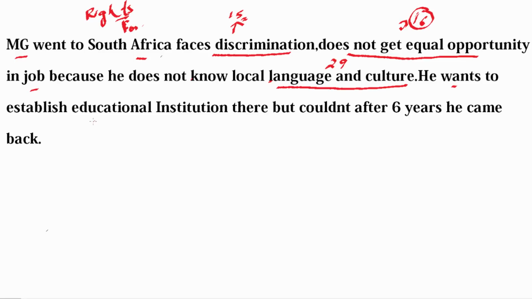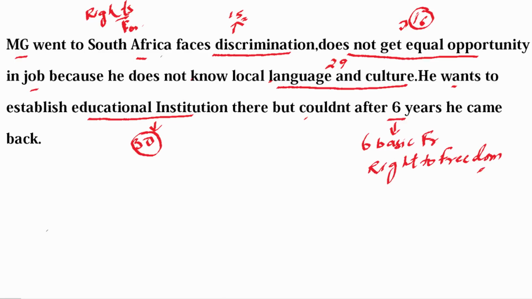He wants to establish educational institution. Rights of the minorities to establish educational institution, Article 30, but couldn't. He wanted to establish educational institution, but he couldn't do that. And after trying for 6 years, he had to come back. From 6, just remember, 6 basic freedoms under right to freedom.